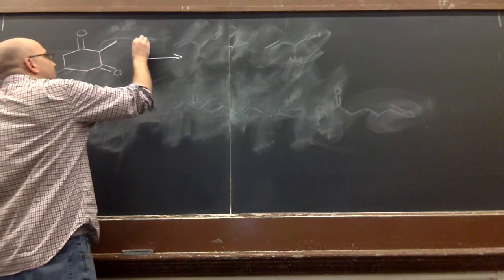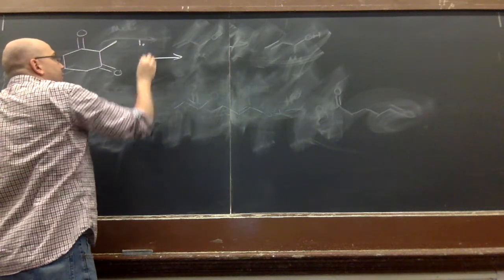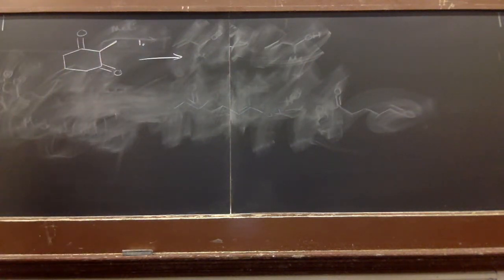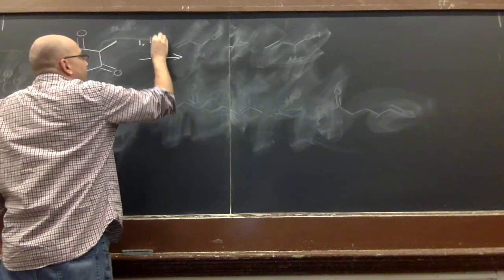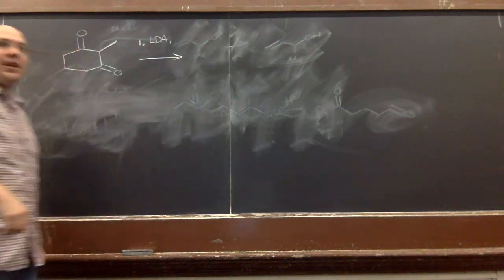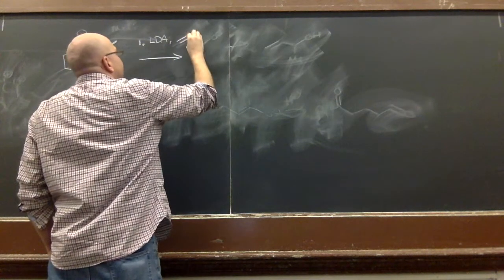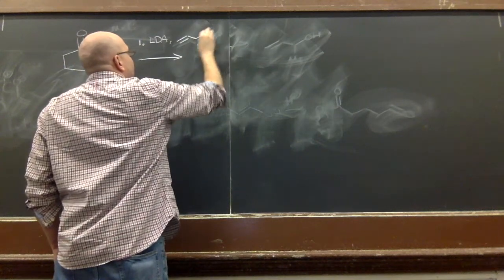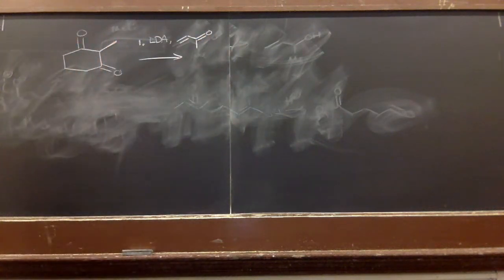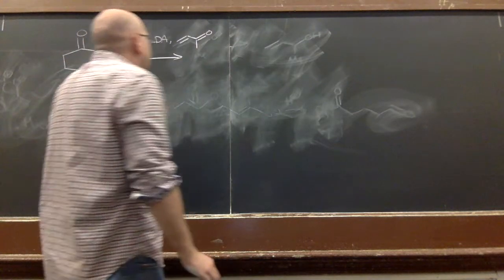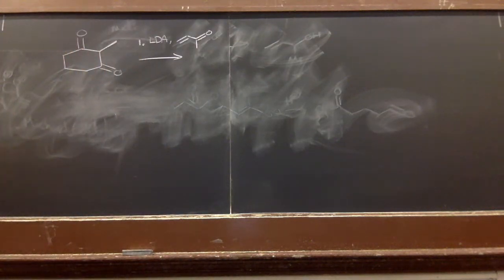Okay. So the first step in this reaction is we're going to take this and treat it with, let's say, LDA, which again is the base lithium diisopropylamide. And then we're going to trap this with methyl vinyl ketone. Okay. The first step in this reaction could be a Michael addition, so we should think about how that's going to form in this case.